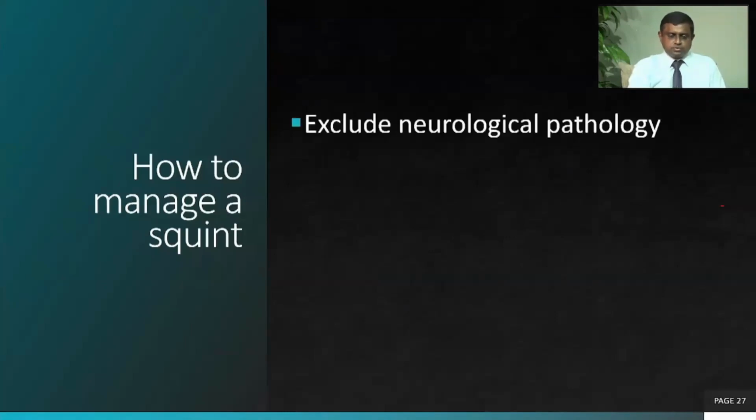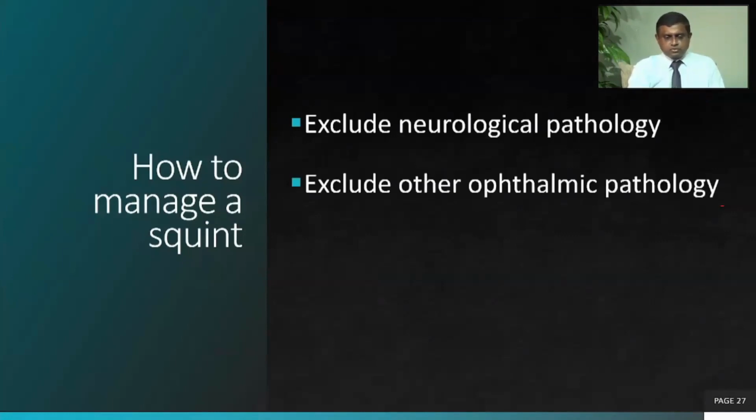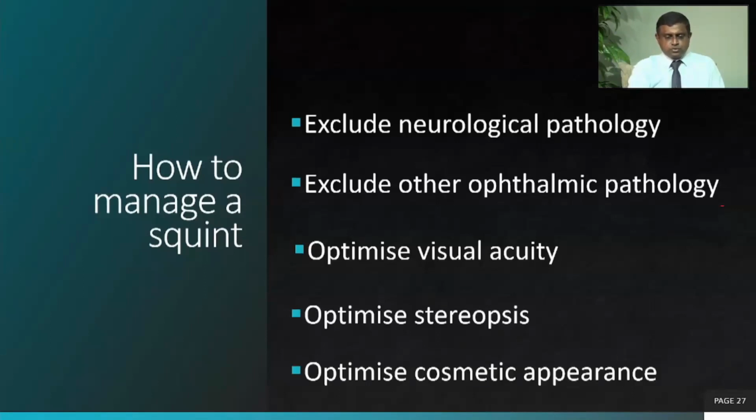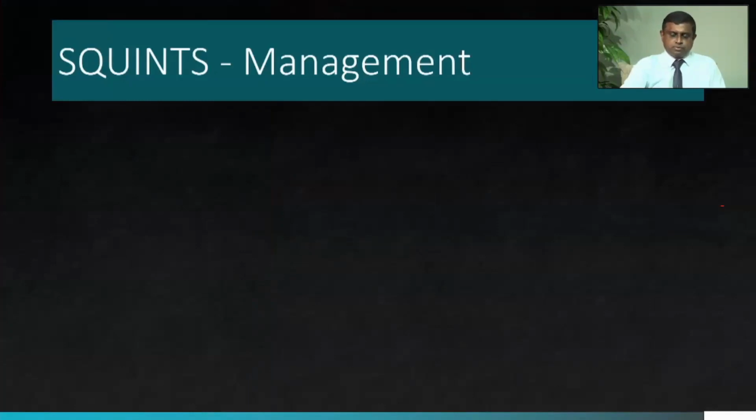So how do we manage a squint? The principles of managing a squint are, first, that we have to exclude any neurological pathology, and we have to do a thorough ocular examination and exclude other ophthalmic pathology as well. We optimize the visual acuity by several means, and we optimize the three-dimensional vision, or depth perception or stereopsis, by treating the squint. And finally, as I said earlier, the cosmetic appearance is also important.